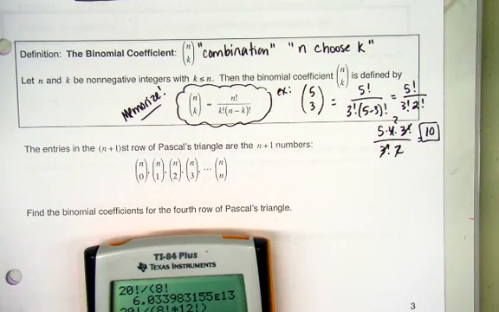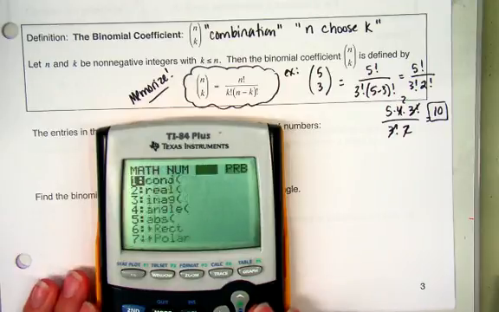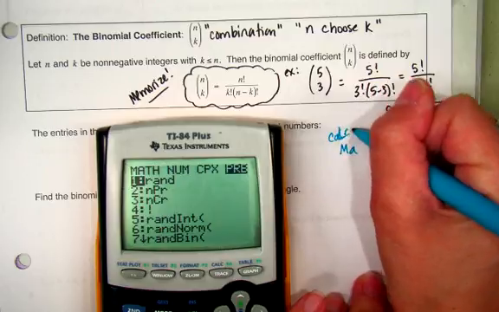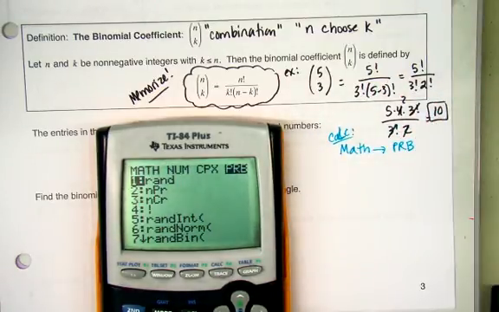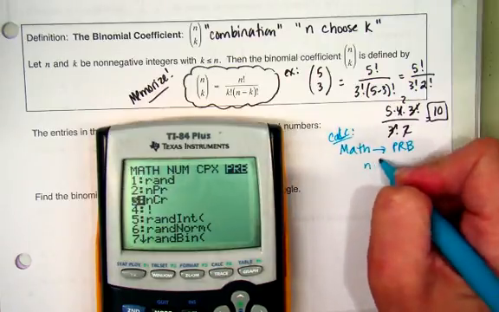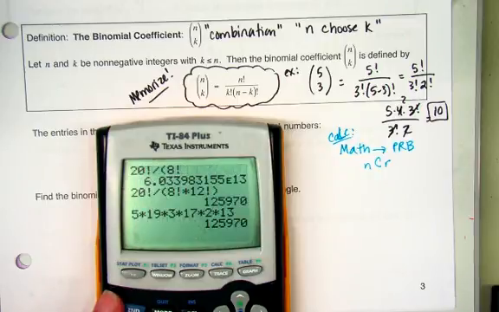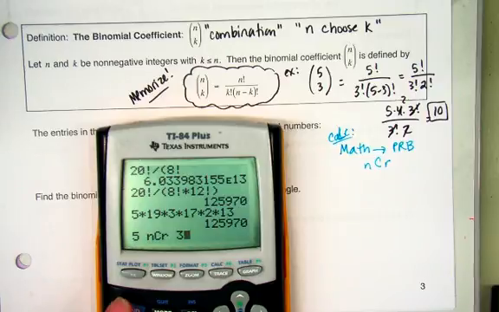Okay, so you go back to math, probability. Okay, and then it's going to be number 3, n choose r, nCr. Okay, but you have to put the numbers in first. I always forget to put the numbers in. So I'm going to go back. You put the first number in, which would be 5. That's the top number. And then you go back to your math probability number 3, nCr, and then pick the 3. So I'm saying 5 choose 3. Okay, hit enter. Ta-da! You get the same thing.